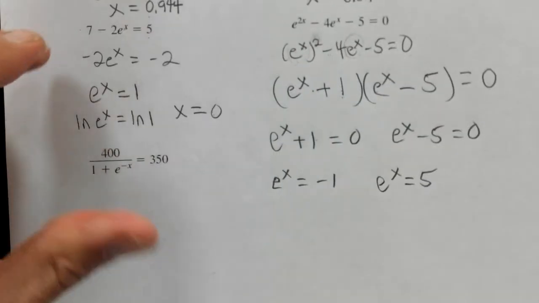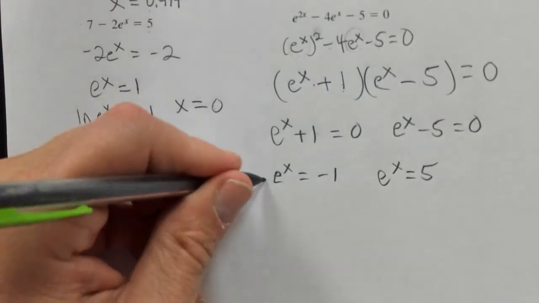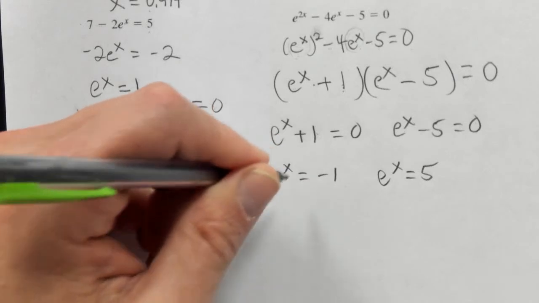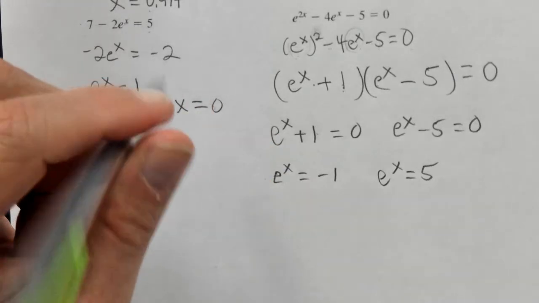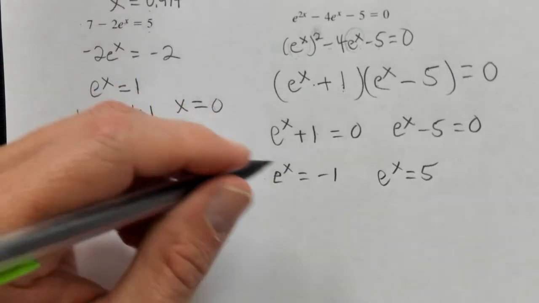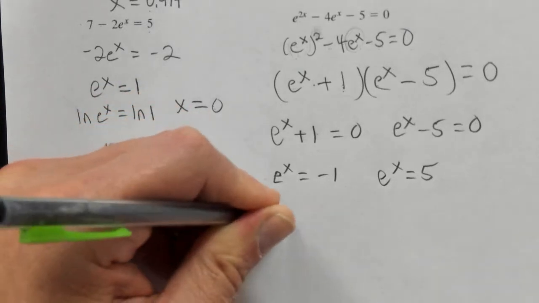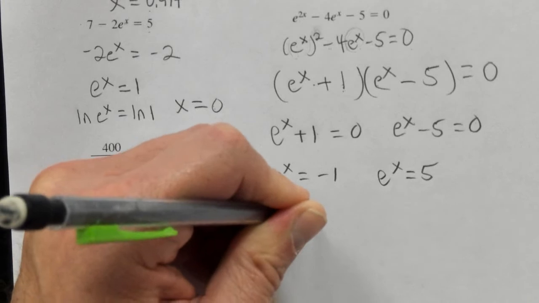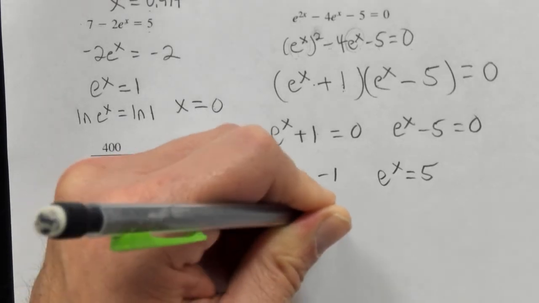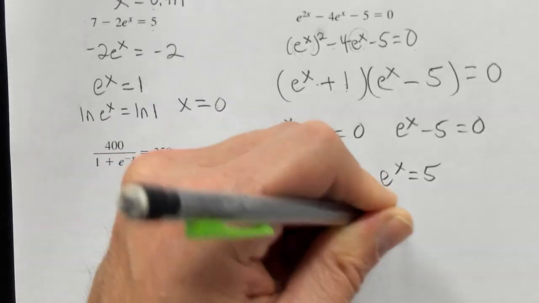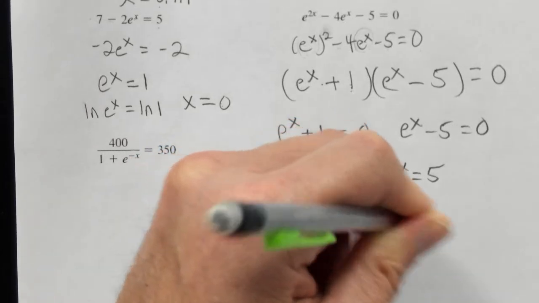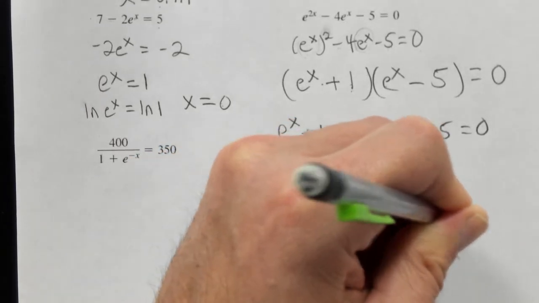All right, so what do I need to do now? I need to take the natural log of both sides to get the x out of the exponent. Okay, so if I take the natural log of both sides here, I would be left with x equals the natural log of negative 1. Right? And here I would have x equal to the natural log of 5.